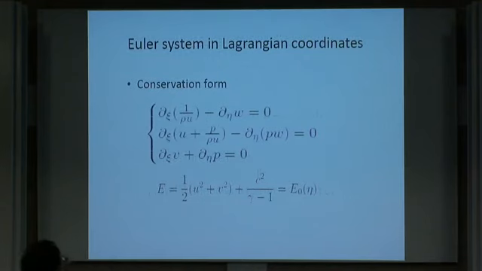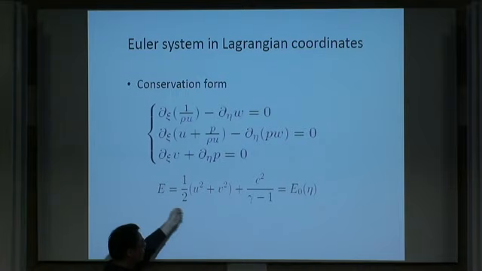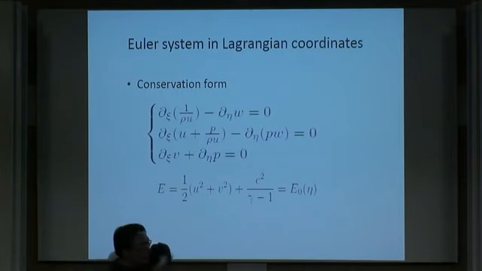Now we can write the Euler system in the Lagrange coordinates. We can write it in the conservation form. The first is the conservation of mass, and these two are conservation of momentum. The last one is the Bernoulli law. Minjing had introduced it, the same one.